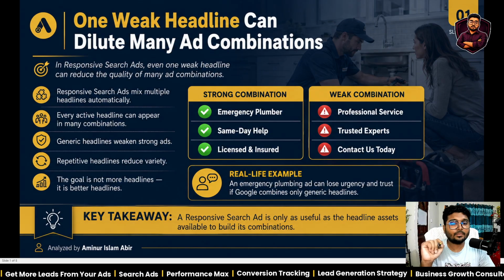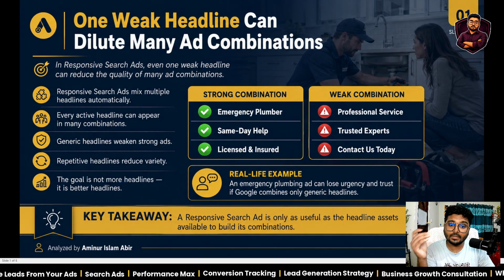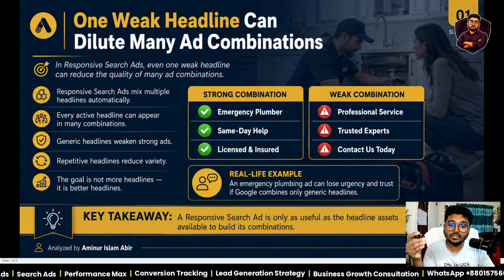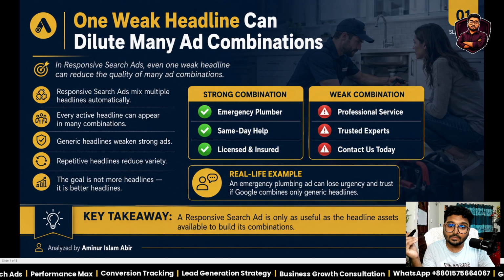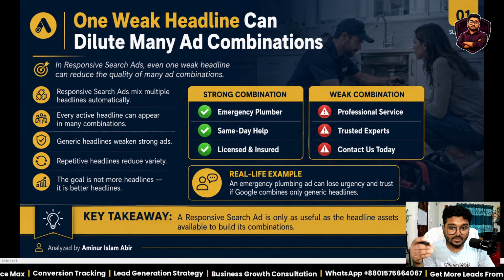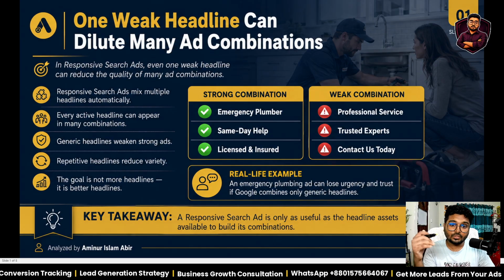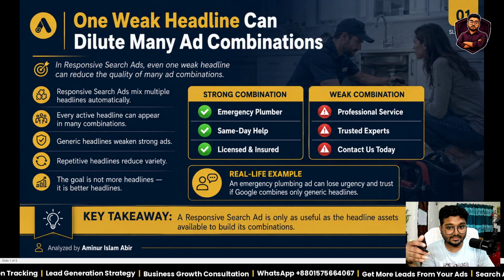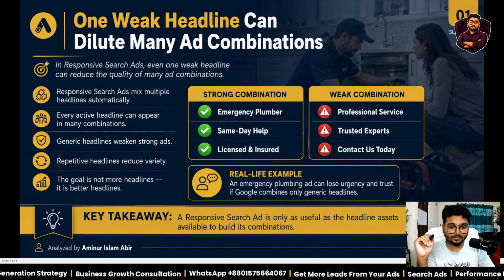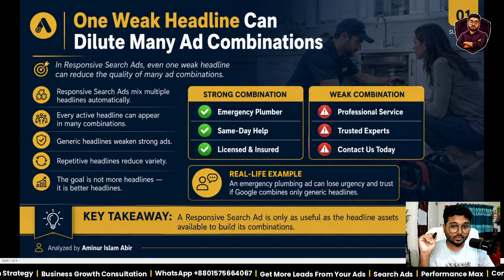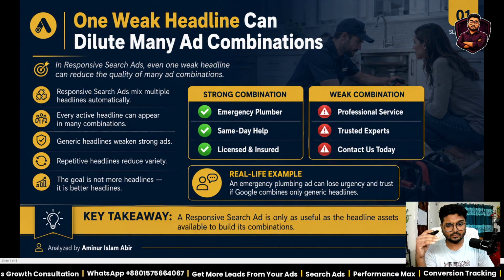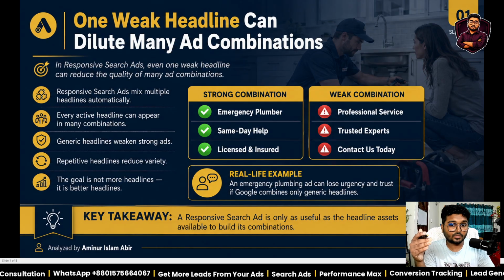Imagine an emergency plumbing RSA with these headlines: emergency plumber, 24/7 plumber, licensed and insured, same day service, professional service, trusted expert, quality plumbing, and contact us today. Some headlines have a clear role: emergency plumber confirms the service, 24/7 help shows availability, licensed and insured gives proof, and same day service shows a benefit. But the other headlines are generic: professional service, trusted expert, quality plumbing, and contact us today. They provide little specific customer value.